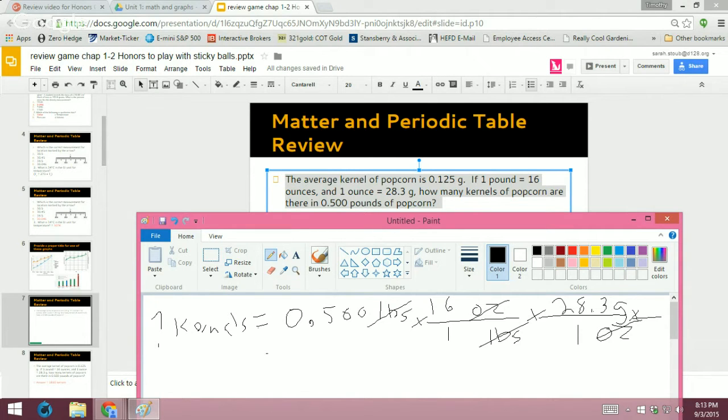I'm going to have to head down here towards the bottom. And on the bottom, I need to get out of grams. Grams on bottom, grams on top. That's why they'll cancel. And now if I look for another grams number, that's this number right here, 0.125.